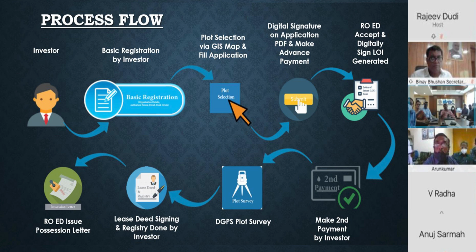Then once it is paid, the plot is surveyed on the spot with GPS, and with that map, the digitally signed lease deed is registered. Then it is sent to the registrar, and it is registered. Once registered, the possession of the land is handed over to the investor.